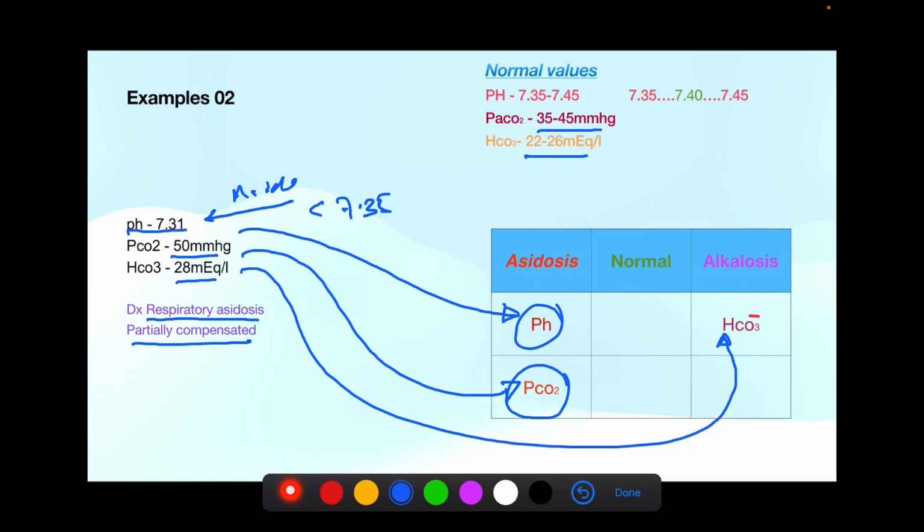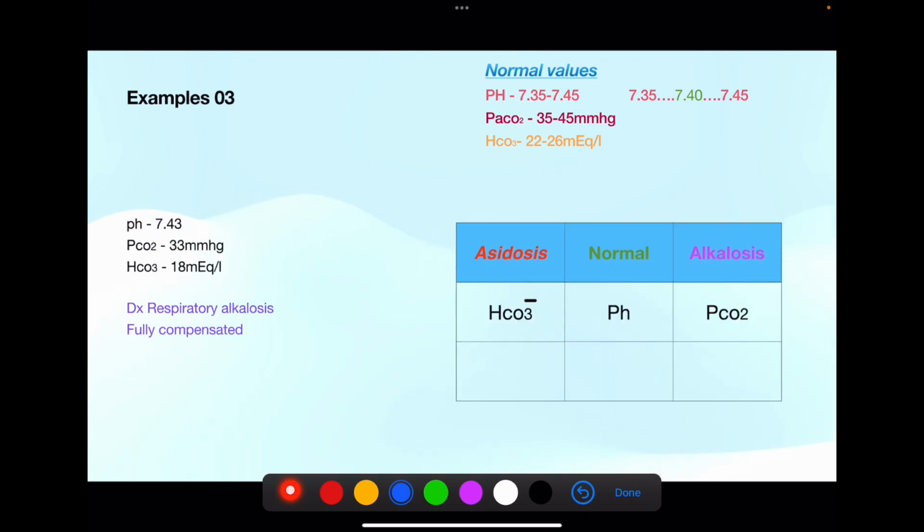Okay, we'll move on to the third example. Here your pH is 7.43. Your normal value of pH is 7.35 to 7.45, so this is a normal pH value. You can put this pH into the normal value column, right?